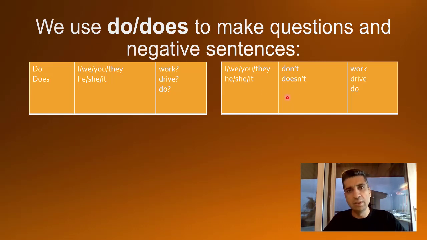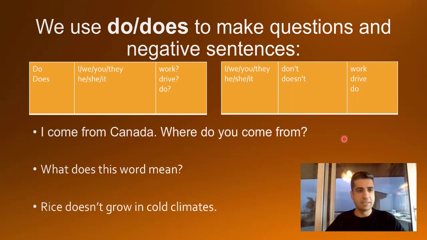Same for the negative structures here. We don't work. She doesn't drive. He doesn't do. Right? So we have the subject and then the auxiliary verb and the main verb in the base form. Let's have some examples here.